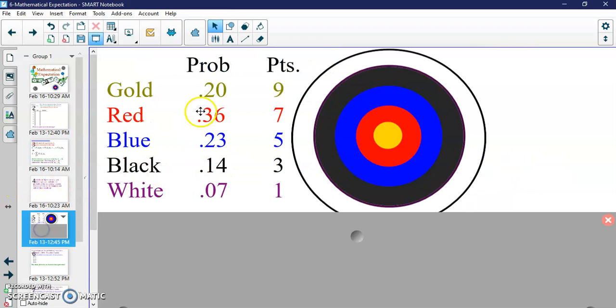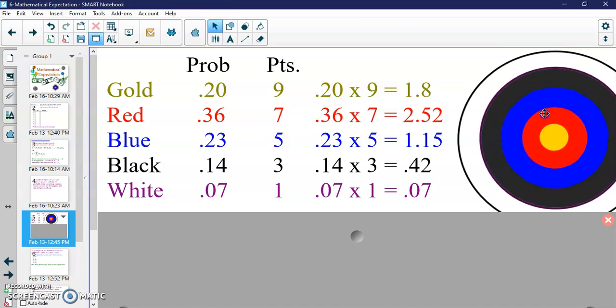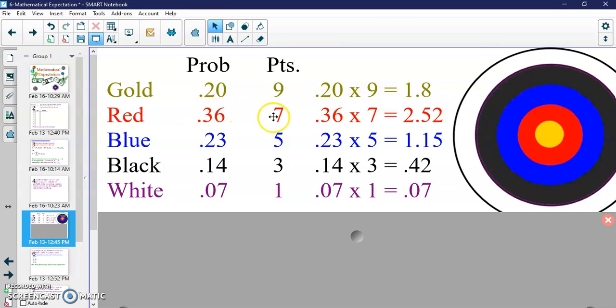So for gold, the probability is 0.2, or 1/5, 20%, however you want to look at that. We usually use decimals here. And there's a point value of 9 to hit the gold part of our target. So we take 0.2 times 9 and we get 1.8. If we do the same with all of the other outcomes, assuming that we hit the target, these are the values we get for the probability of each point value on our target.